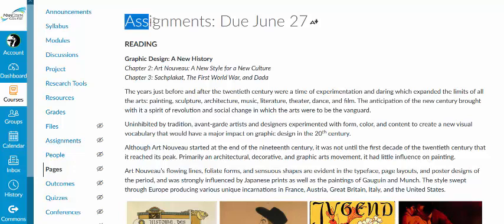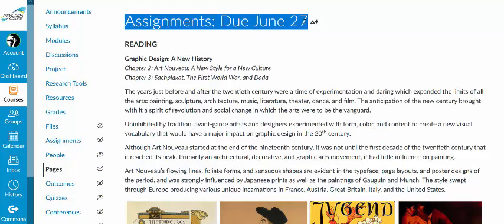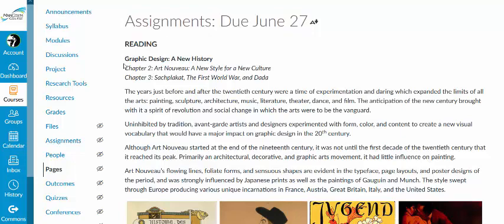Here we are in this week's assignments module, which is due this Sunday, June 27th. This week's reading, you'll be going through Chapter 2 in the textbook, which is about Art Nouveau, and also Chapter 3, which is about the Sachplakat, the First World War, and Dada.